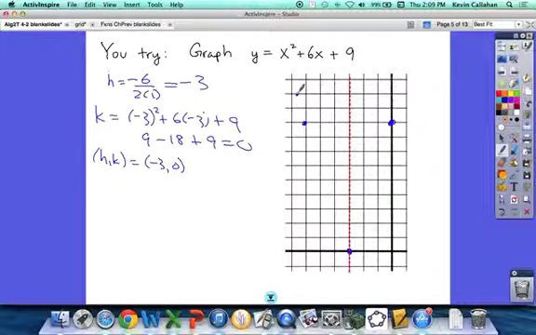I don't like the way that works, but draw a nice U shape. That's not very good. Yeah. That is terrible. Let's try this again.